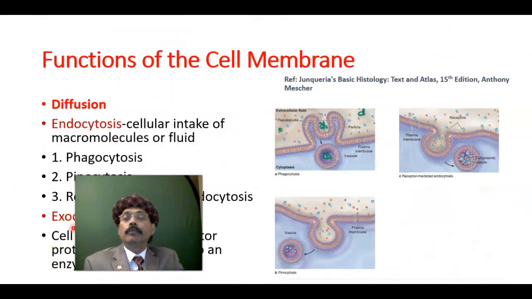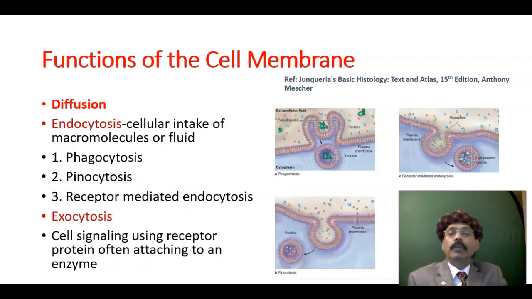So if you go to the function again, we found that it has these functions. The diffusion of material goes through the cell membrane. Endocytosis is cellular intake of macromolecules or fluid. Phagocytosis is the engulfment of macromolecules. Pinocytosis means drinking of water or fluid, a type of endocytosis. We have another type of endocytosis, that is receptor mediated endocytosis. So endocytosis means cellular intake.